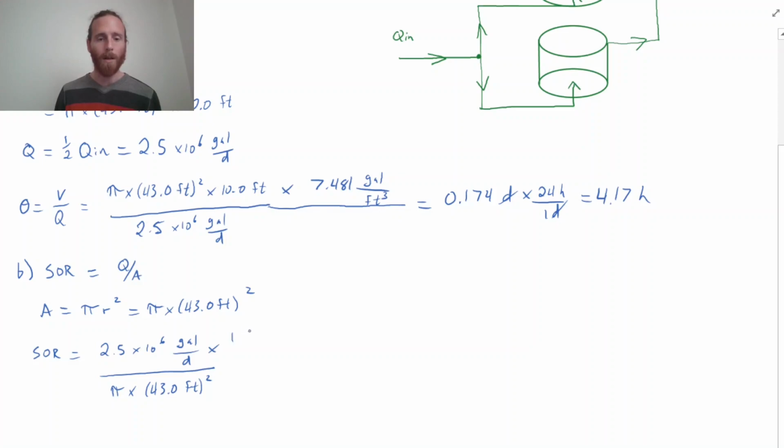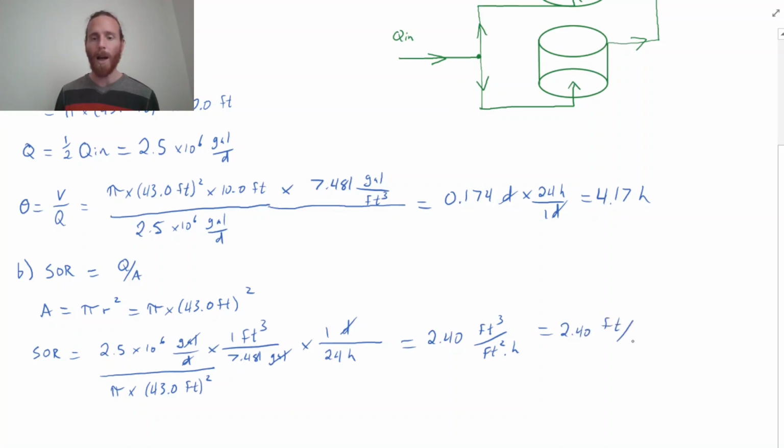So we've got 1 cubic foot per 7.481 gallons. And we have 1 day per 24 hours. So our days cancel out, our gallons cancel out. We're left with feet cubed per feet squared per hour. Plug that into the calculator, and we get 2.40 cubic feet per square foot per hour, or equivalently, you can call that 2.40 feet per hour. I like to write it that way. It reminds me that this is a speed that we're talking about.